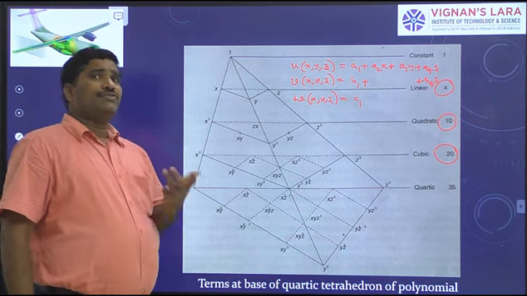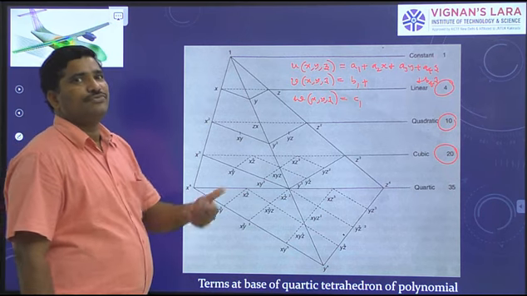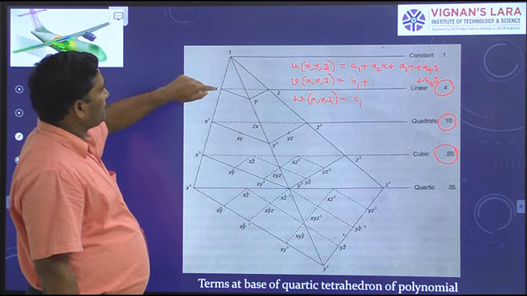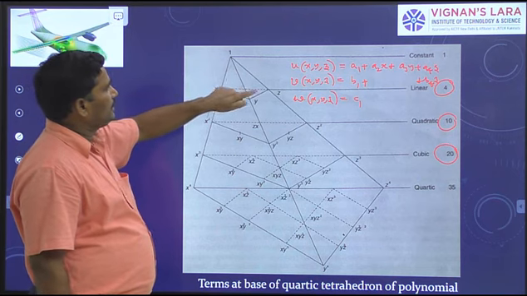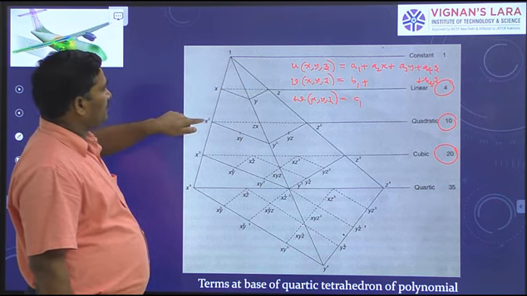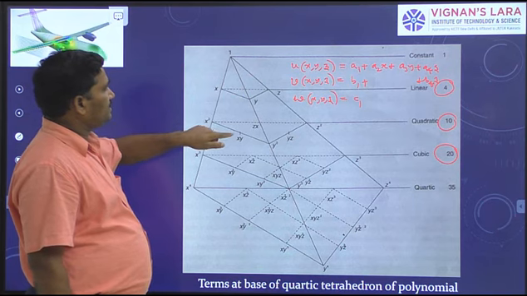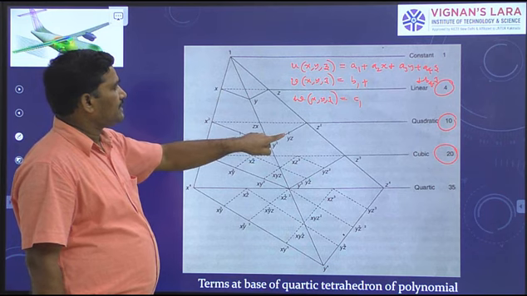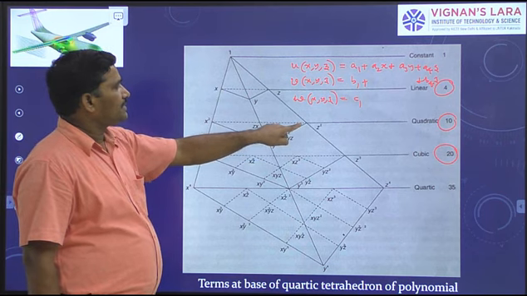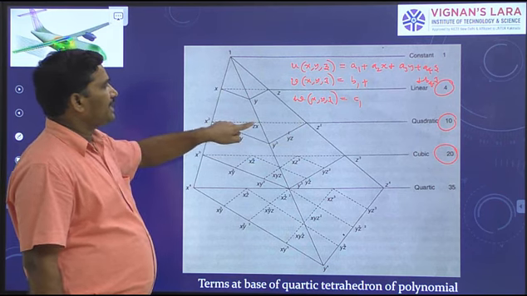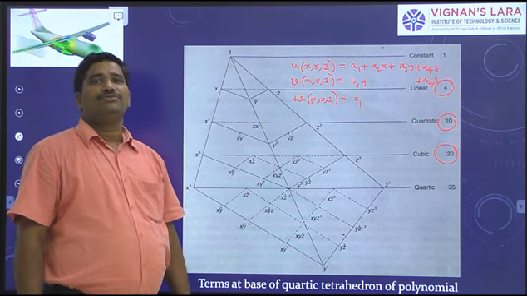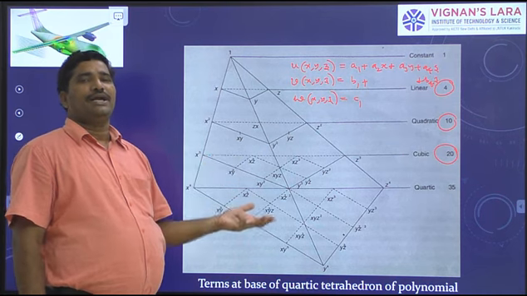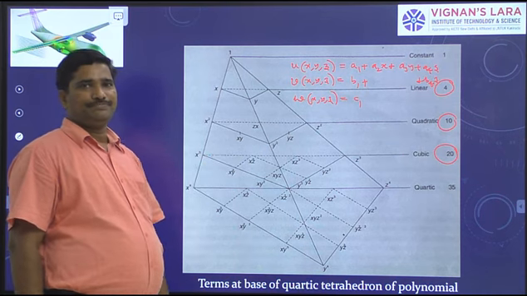When order n equals 2, then we try for u. u equals a1 into 1 plus a2x plus a3y plus a4z plus a5x square plus a6xy plus a7y square plus a8yz plus a9z square plus a10zx. This is how we write for u. Similarly, for v and w, you can write 3-dimensional polynomials.